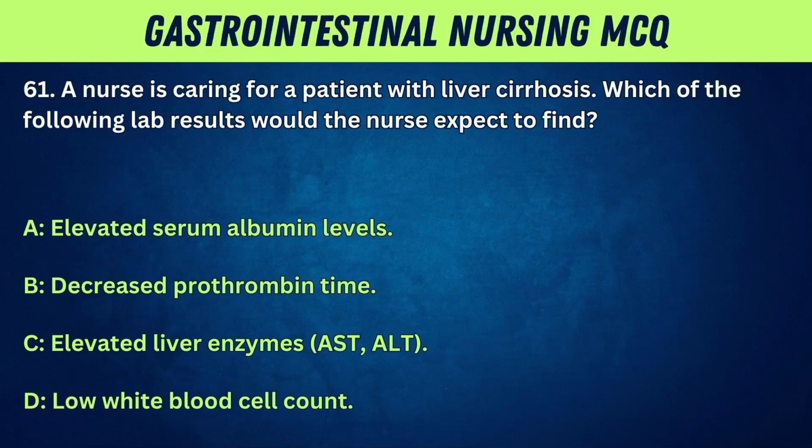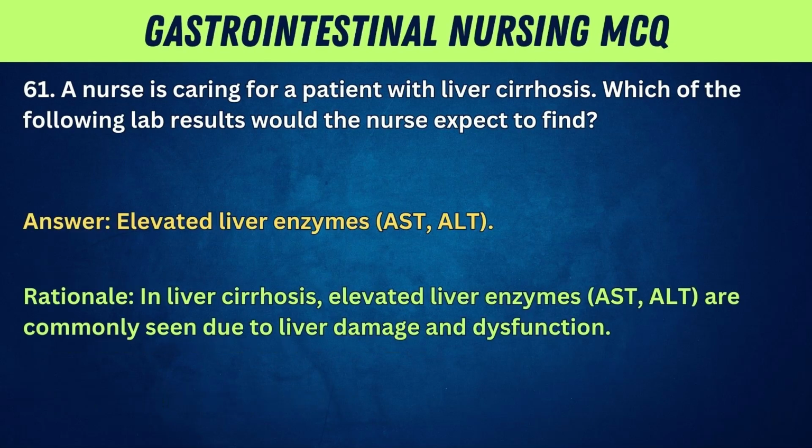61. A nurse is caring for a patient with liver cirrhosis. Which of the following lab results would the nurse expect to find? A. Elevated serum albumin levels. B. Decreased prothrombin time. C. Elevated liver enzymes, AST, ALT. D. Low white blood cell count. Answer: elevated liver enzymes, AST, ALT. Rationale: in liver cirrhosis, elevated liver enzymes, AST, ALT, are commonly seen due to liver damage and dysfunction.